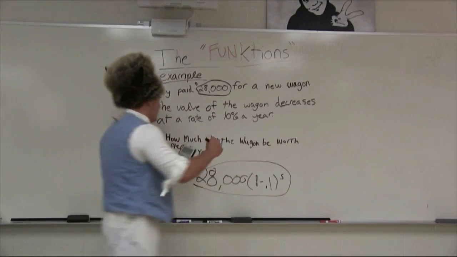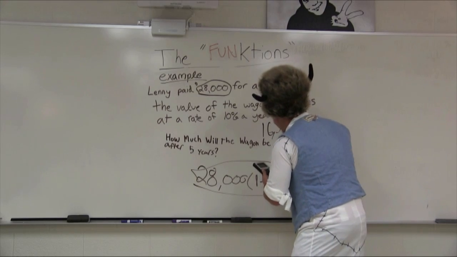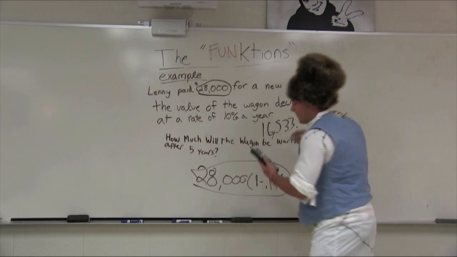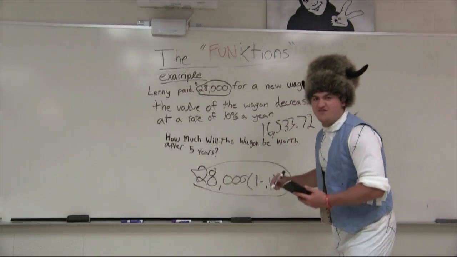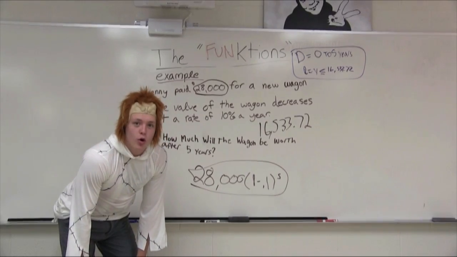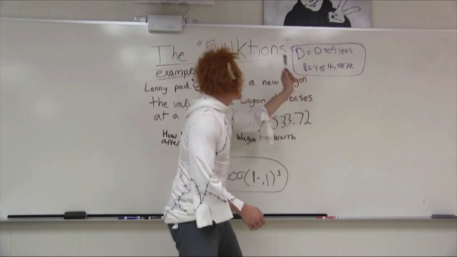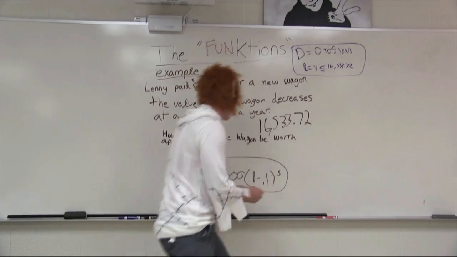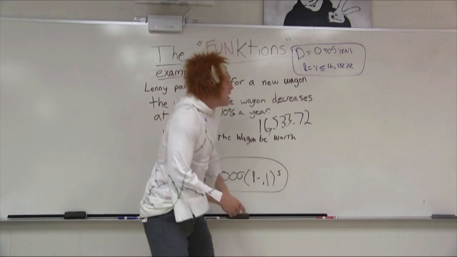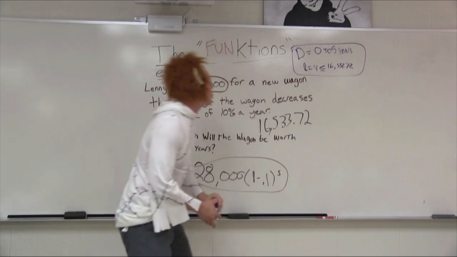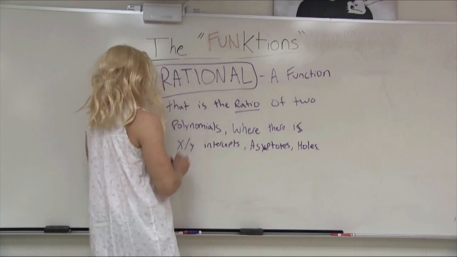This is going to give you $16,533.72. That's how much his wagon will be worth when he sells it in 5 years. Now the domain and range. Domain is from 0 to 5 years because of the years. And the range is y is less than or equal to 16,533.72.